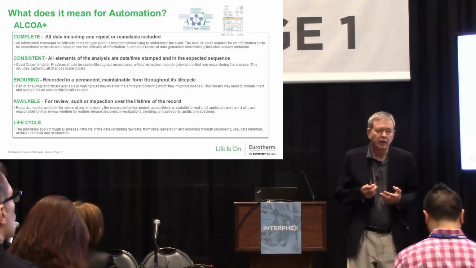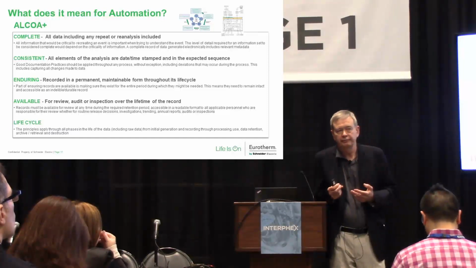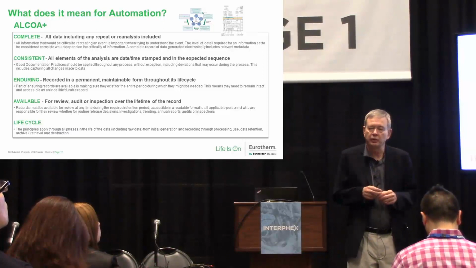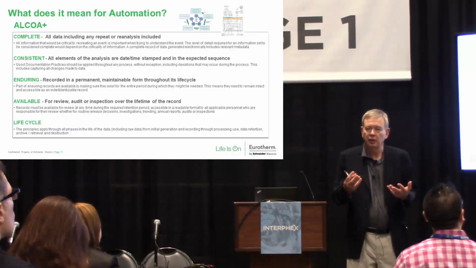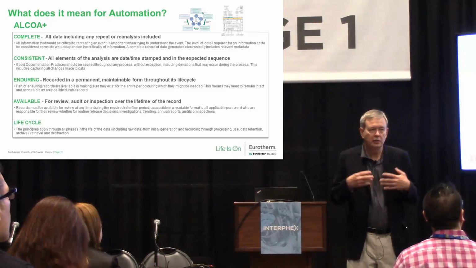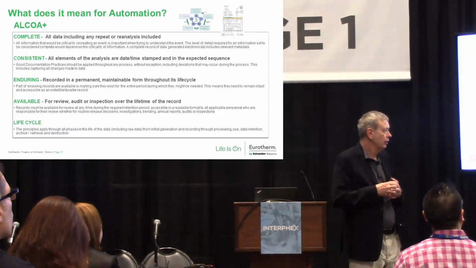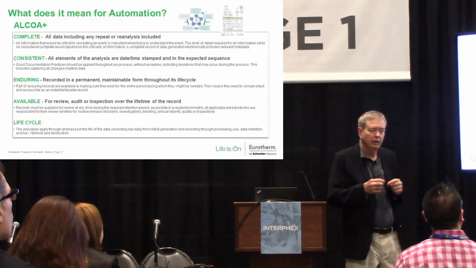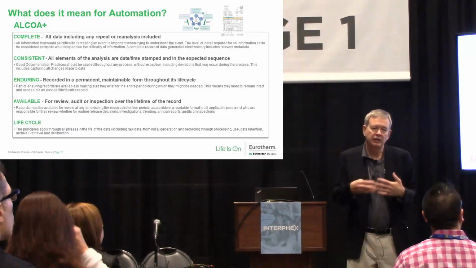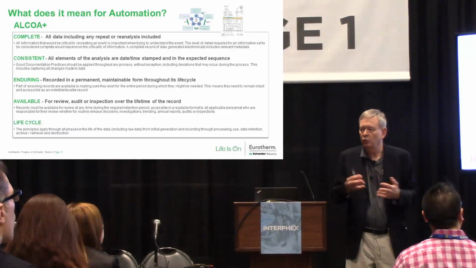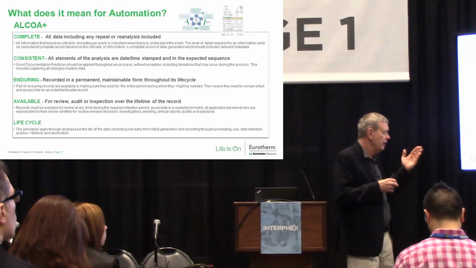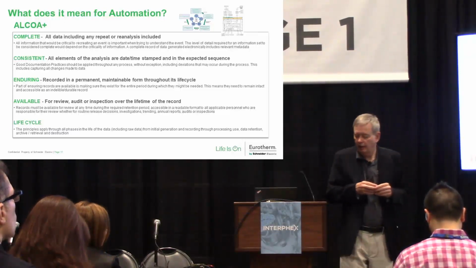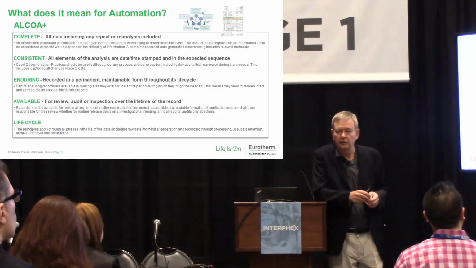When your auditor comes in, and this is where paper systems are getting replaced on a daily basis. File cabinets are not the best place to keep your records. It's much better to have those in an enduring media that is highly available, easily accessible through whatever tools you have from your automation provider. And then finally, life cycle. The data needs to be available over its life cycle.